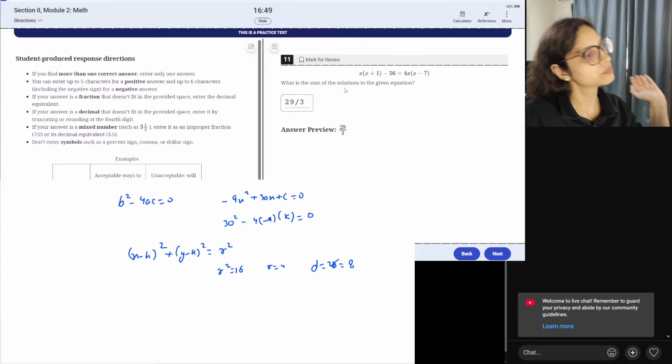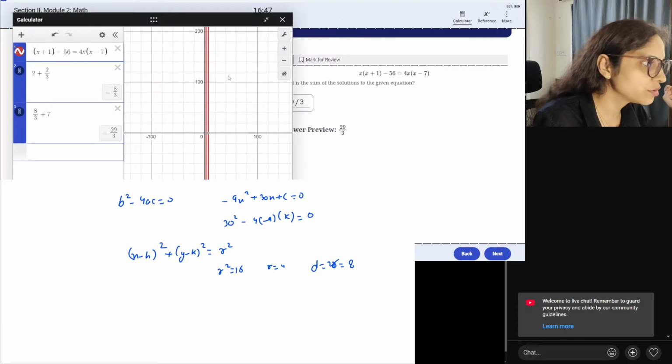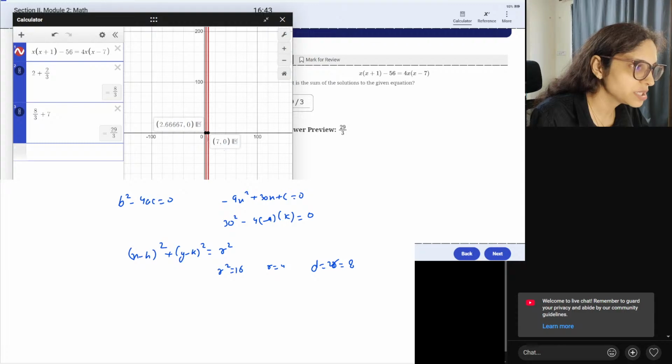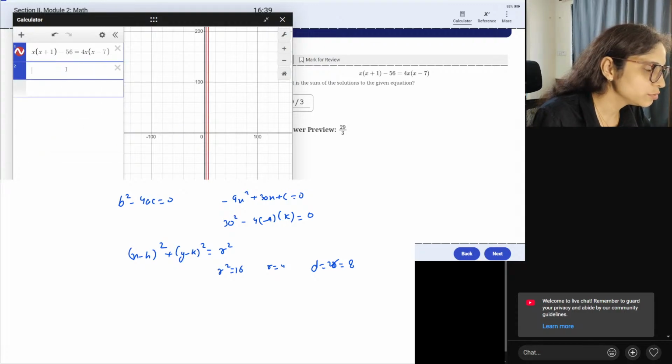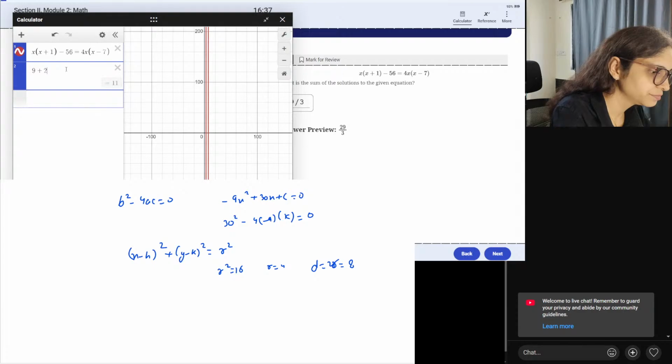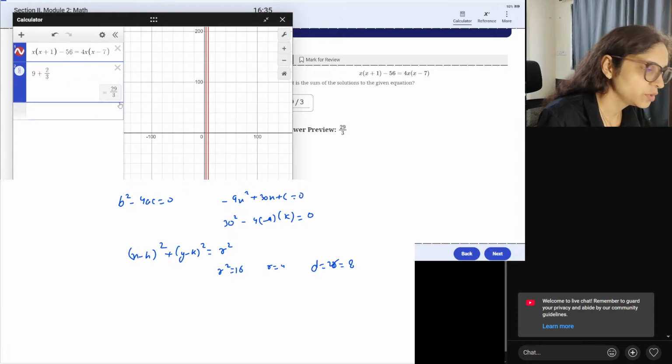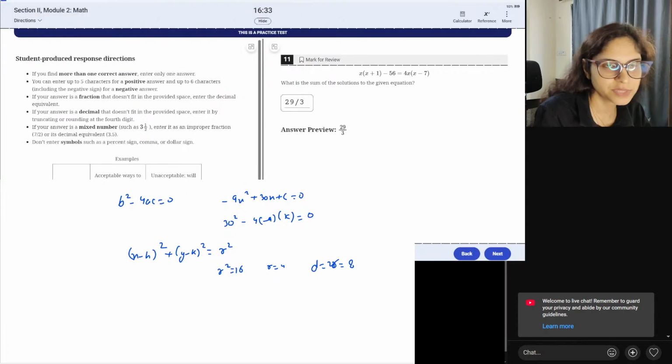Okay, so we just got here, we wrote the equation. We got two solutions, we just added them. 7 plus 2 is 9, 9.6667. So you can also do 9 plus 2/3. We'll get 29/3. That's it.